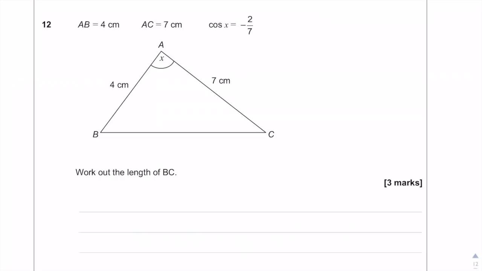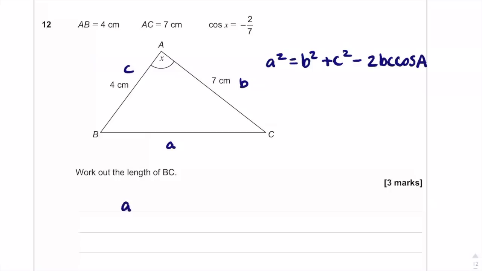Question 12. AB equals 4 centimetres, AC equals 7 centimetres, and cos x equals minus 2 over 7. Work out the length of BC. Okay, so we've got two lengths, and we've got an angle which is opposite the length that we need to find. So therefore we can use the cosine rule. The formula for the cosine rule is a squared equals b squared plus c squared minus 2bc cos a. Now let's call this a, this side b, and this side c. So we need to find side a. We can just use this formula. We don't have to change any of the terms around.